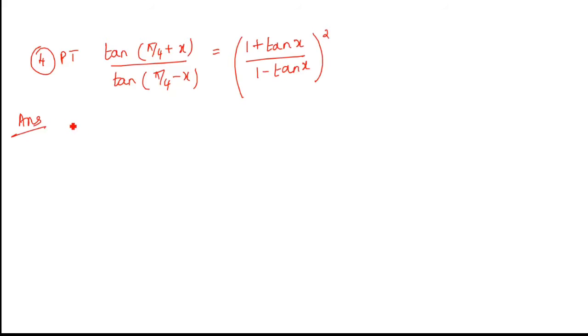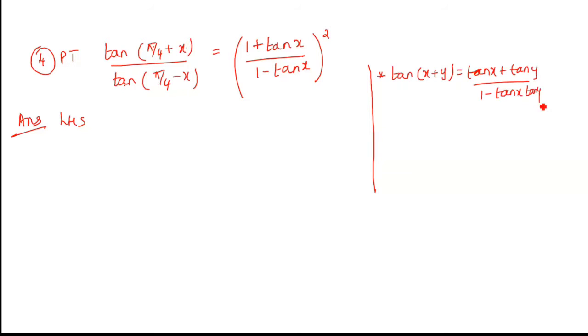As I look at the left hand side, which idea comes to my mind? Tan of x plus y comes to my mind for the numerator, and tan of x minus y for the denominator. So let us write and keep the formulas on the side. What is tan of x plus y? Tan (x plus y) is equal to (tan x plus tan y) whole divided by (1 minus tan x into tan y). And the same thing I can use for tan (x minus y) with the opposite sign.